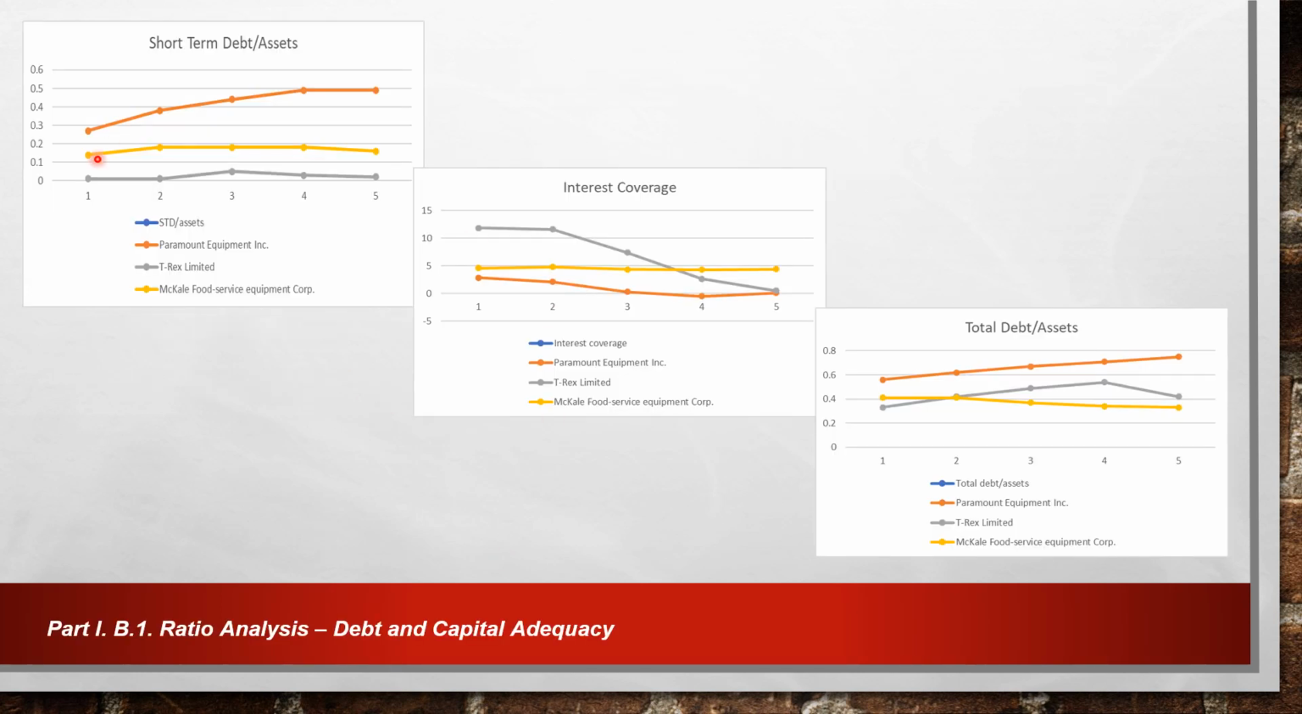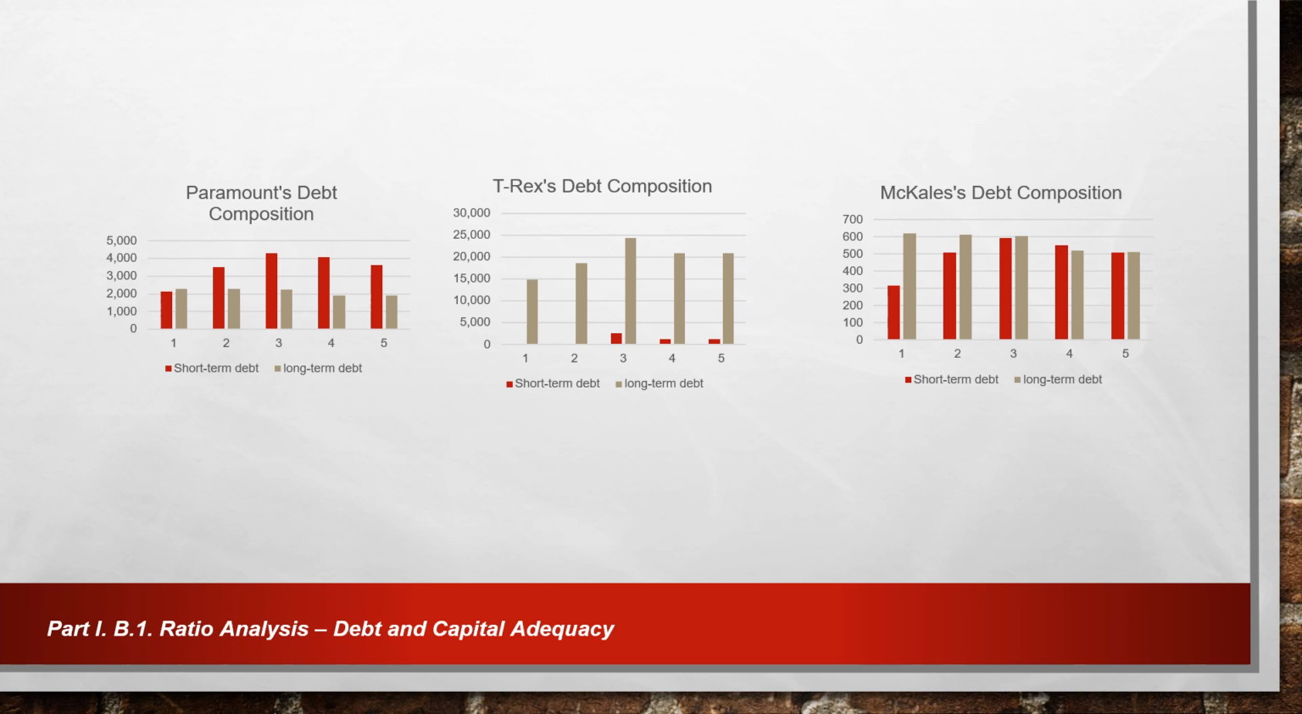In terms of employing debt, Paramount has the most aggressive financing strategy. It is the highest on short-term debts and total debts to assets. Paramount's trend is steadily increasing from 2005 to 2010, as compared to T-Rex and McHale. So Paramount is the most aggressive compared to its peers. Paramount is aggressively leveraged. T-Rex actually employs conservative financing, and McHale has a moderate financing strategy.